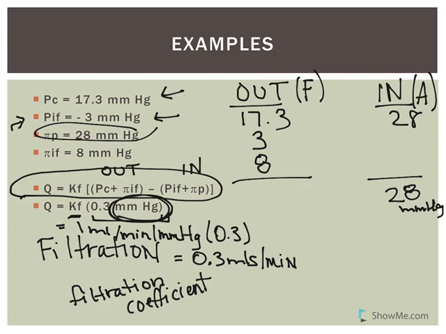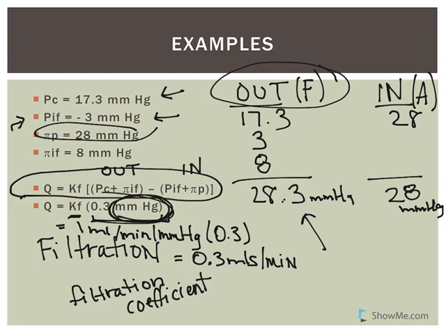So if I do the math, this is 28 millimeters of mercury. What is this one? 28.3 millimeters of mercury. Which value is bigger? That one. So it's telling you we're favoring filtration. And the difference between them is 0.3 millimeters of mercury, which you saw here using a different equation. That's just one way of doing it.